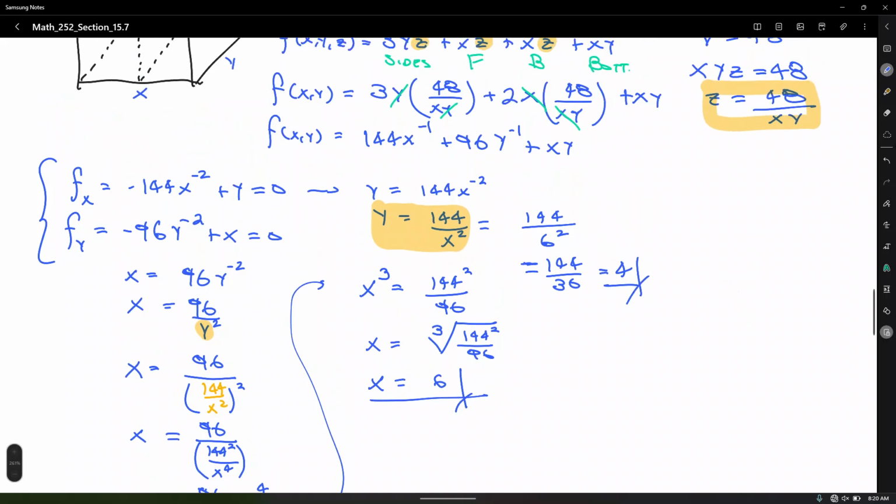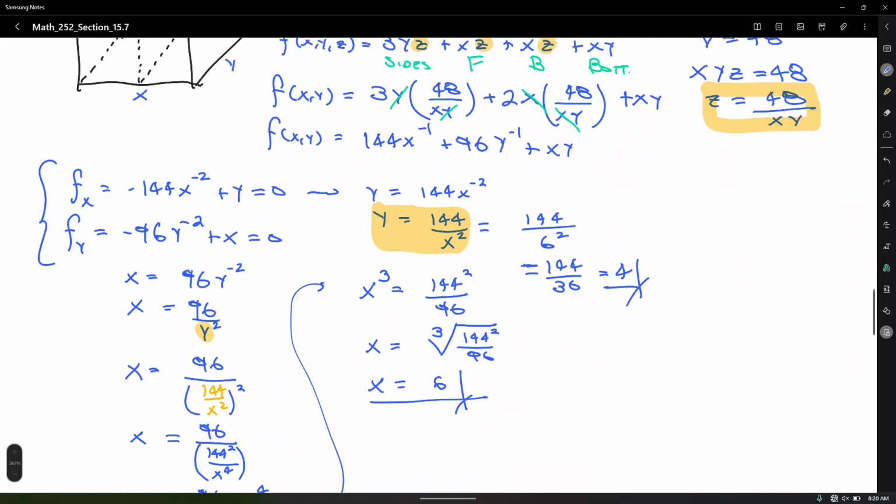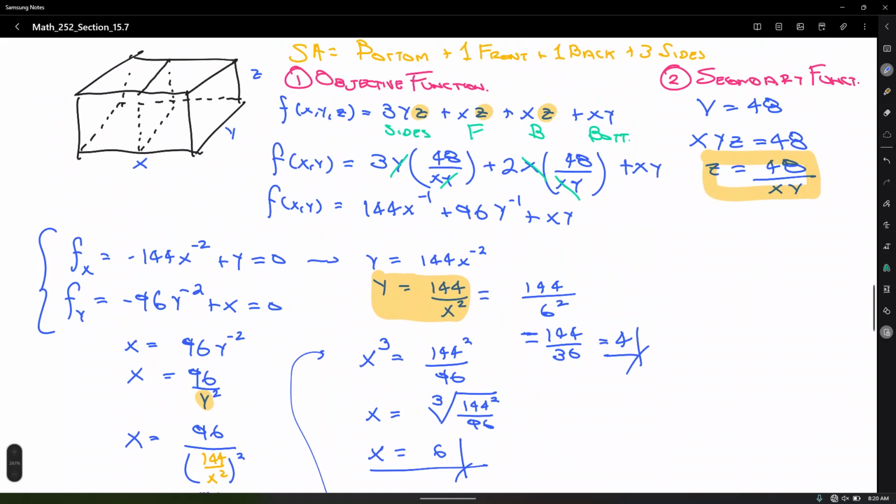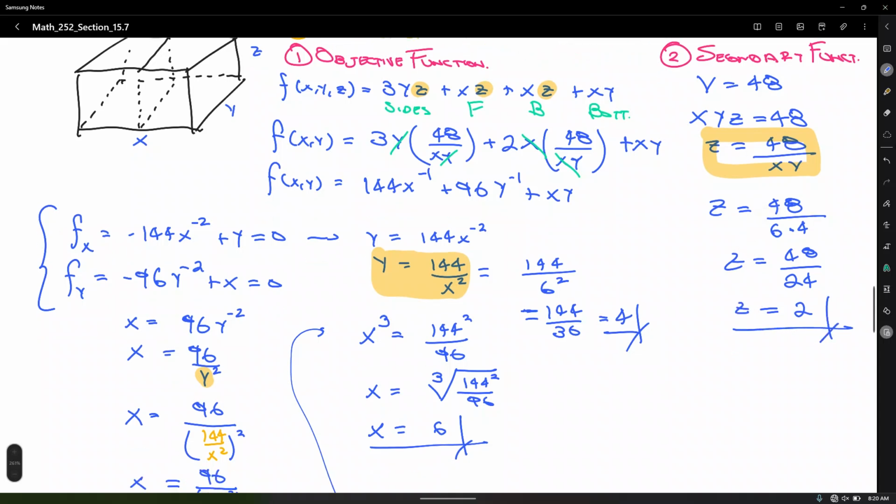And now that we have x and y, how about we go back to almost the very beginning of the problem where we stated the secondary function. We have an expression, one equation solved for z. We can use it to find the value of z. z equals 48 over x, which is 6 times 4, that is 48 over 24, which equals 2. All right, and those are the dimensions.